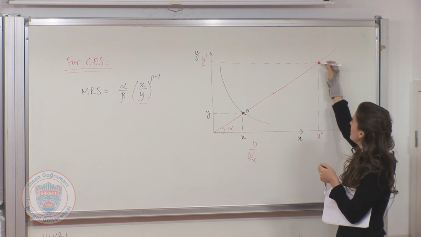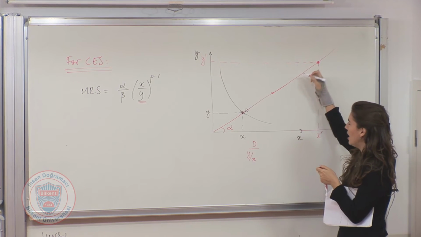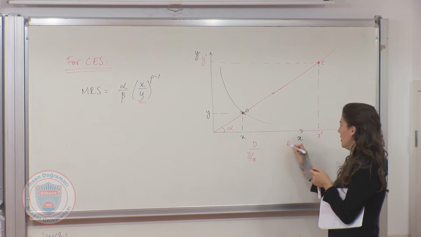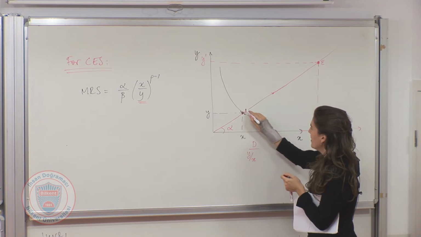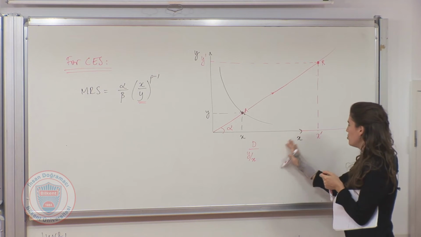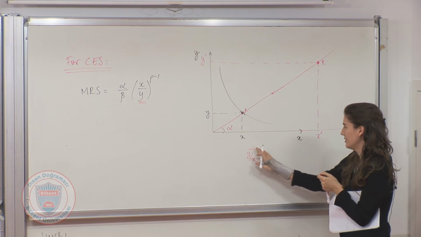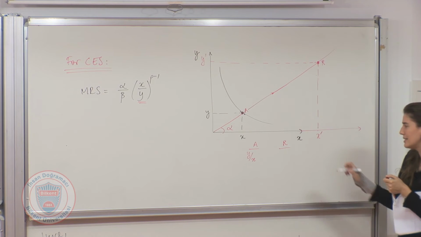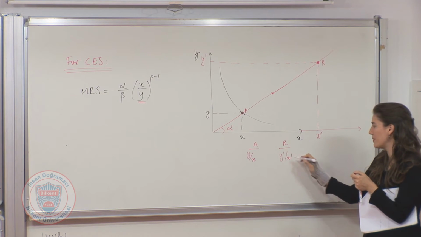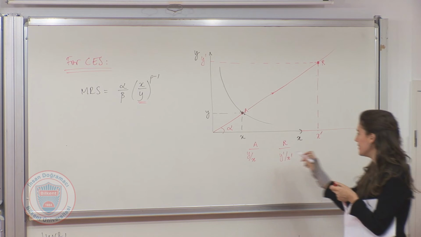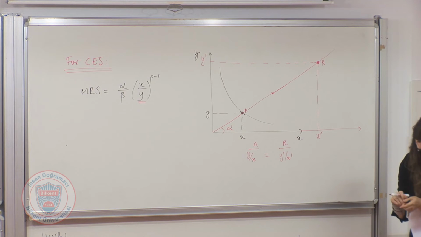So let's call this point, I don't know, E, okay? Or let's put A for Akbaba, and this is R for Rahmi Koç, okay? So this is Y prime over X prime. What about these ratios? Because they're on the same ray, they're the same, right?